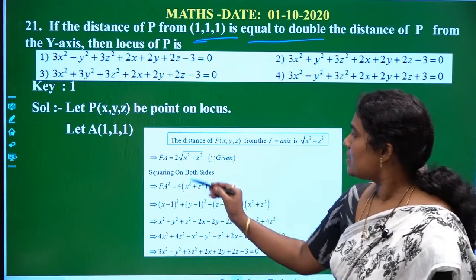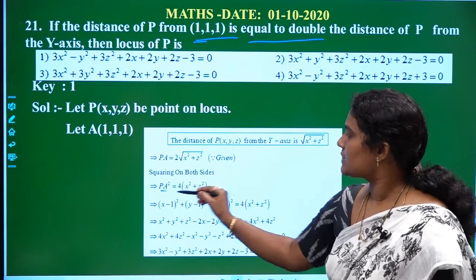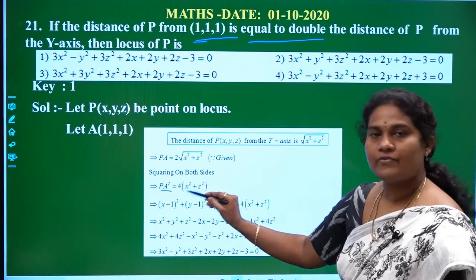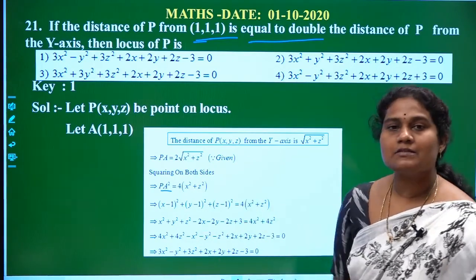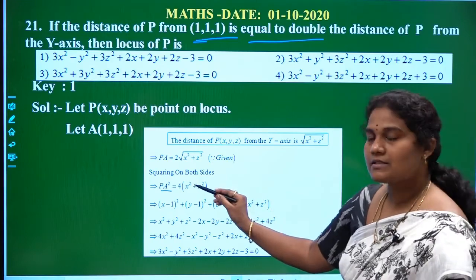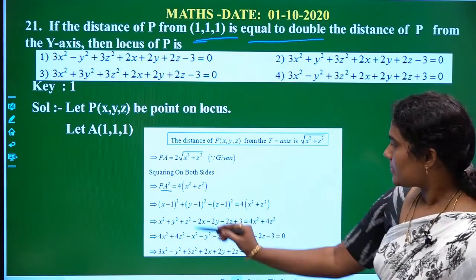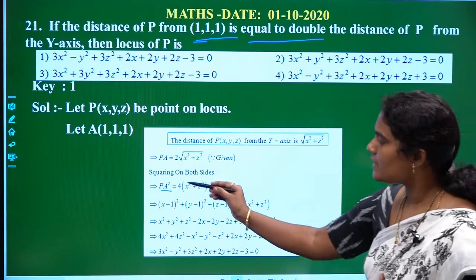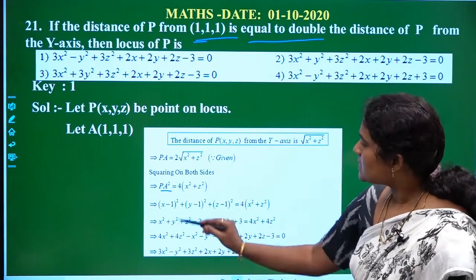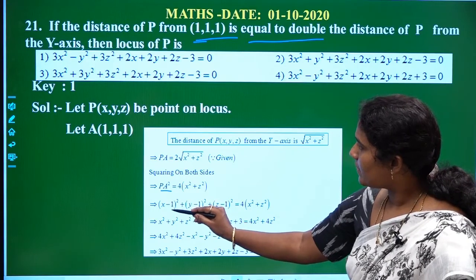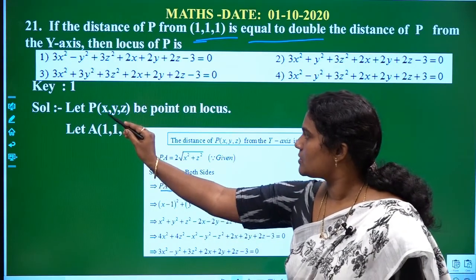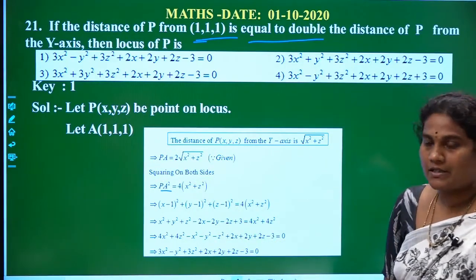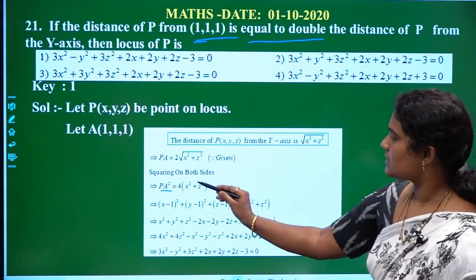Now, by squaring on both sides, PA becomes PA square, and here 2 square becomes 4, and the root of x square plus z square whole square becomes x square plus z square. Now, PA square is nothing but the distance between 2 points. So, square is there, so under root won't be there. So, by using the distance formula, we get x minus 1 whole square plus y minus 1 whole square plus z minus 1 whole square there. Next, 4 times x square plus z square.